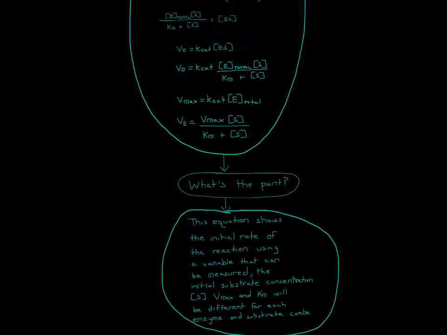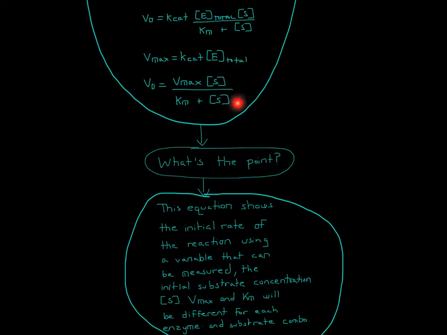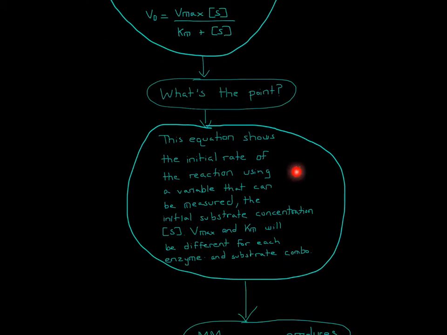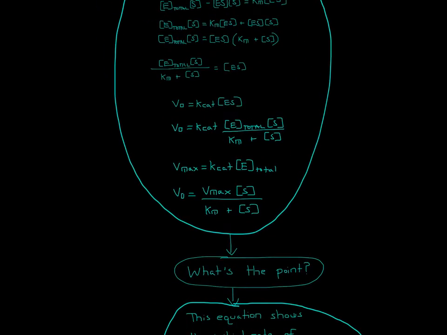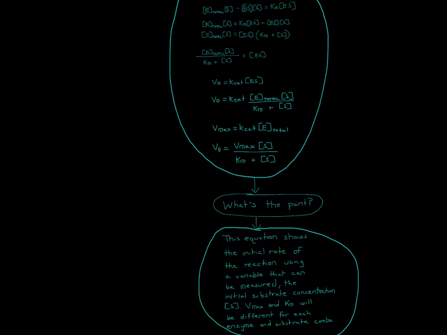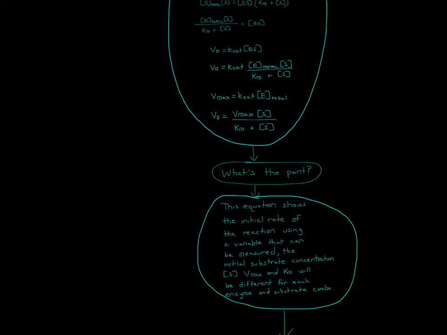So what's the point of the Michaelis-Menten equation, right? Why did we have to go through all that work to get this equation? Well, this equation shows the initial rate of the reaction using a variable that can be measured, the initial substrate concentration, which is S in brackets, right? And Vmax and Km will be different for each enzyme and substrate combo. So that's the point, right? The original equation was using the enzyme-substrate complex, and that we can't measure. But this one uses substrate concentration, which we can measure. So that's the point of doing all this derivation.